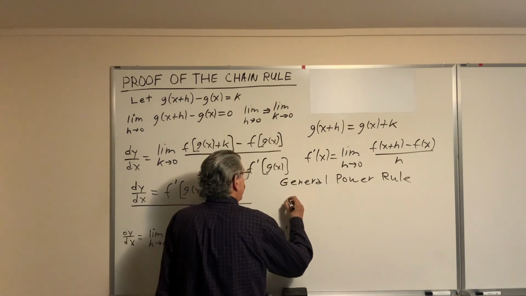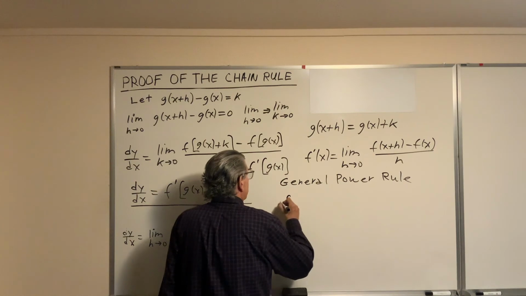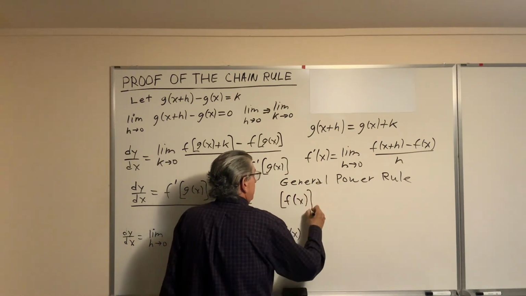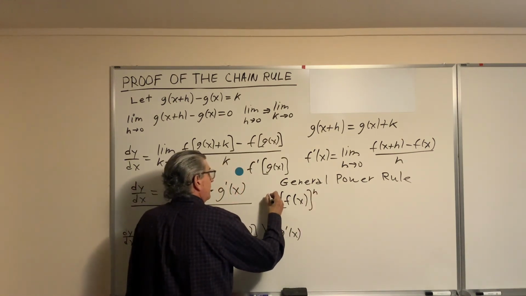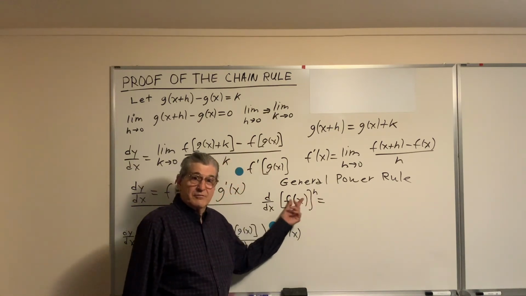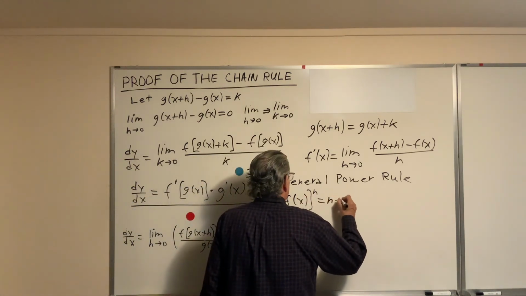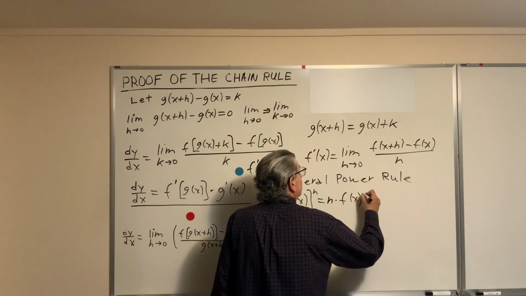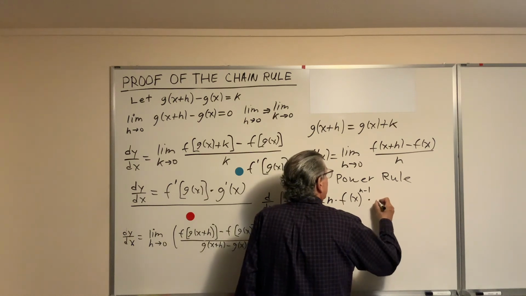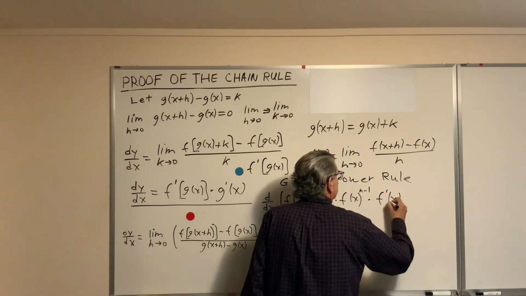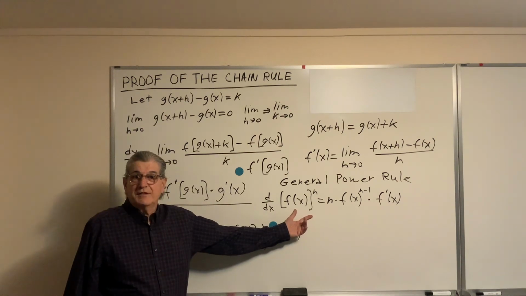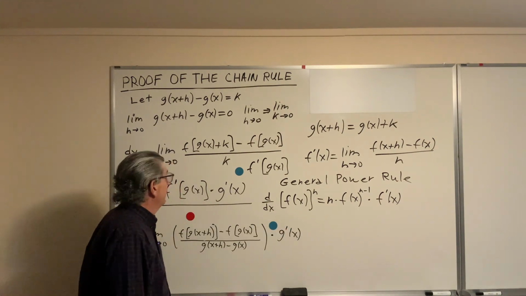Say we have f of x to the nth power, and we want d dx of this. Well, we have to take the derivative of this, which is just n times f of x to the n minus 1, and then we have to take the derivative of the inside, which is times f prime of x. So by proving the chain rule here, we've proved this. This is a special case of the chain rule.